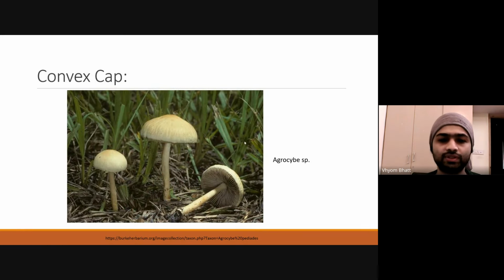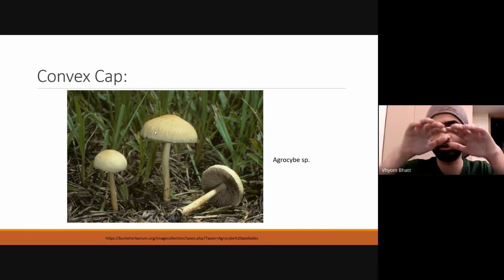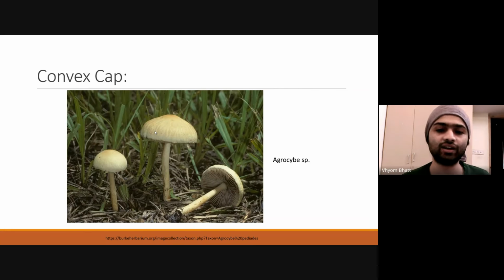Then there are convex caps. So now this can be confusing. Some of you may think this is also a bell, but a bell is more closed like this, if you can see my hands. And convex is a little bit more open than a bell. So it forms a convex mirror type, which most of us studied in school in 10th standard. Convex, concave mirrors. So convex mirror. So this is an Agrocybe species, again a very common field mushroom which you will see a lot of times. Most of the times, when people send an ID request, it will be this mushroom because it's very much visible in fields.